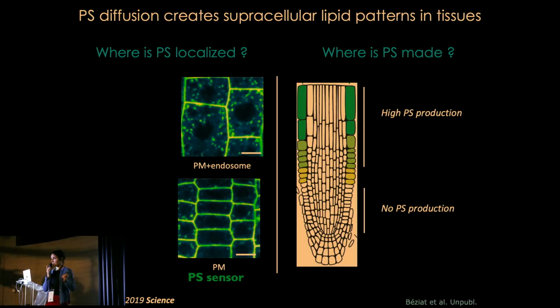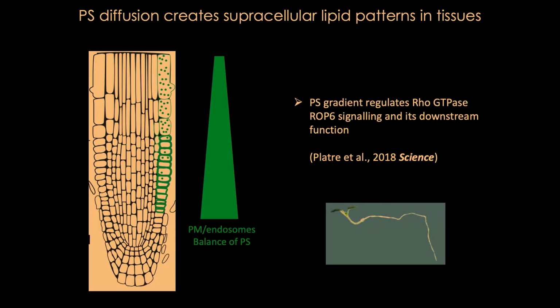And this gradient was actually known before. So this is again work from Yvon's group. This gradient of PS across the epidermis is known to regulate the signaling of Rho GTPase ROP6 in response to a hormone called auxin, doesn't matter, and downstream signaling, and especially gravitropism. So we knew this gradient was important, but we had no idea how it was actually made.